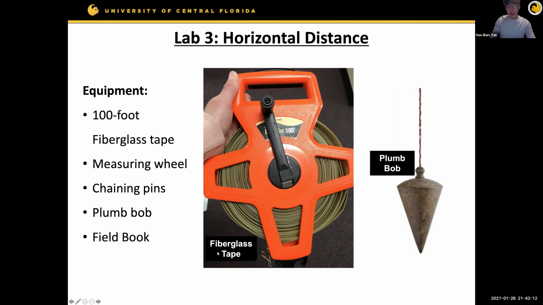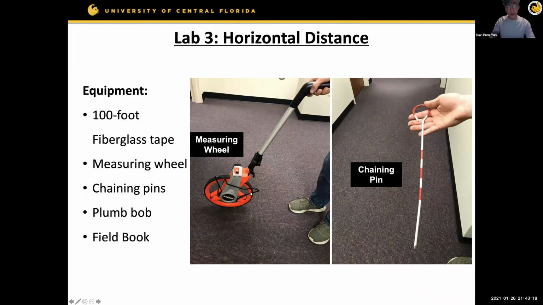What you're seeing is a fiberglass tape, and this is a plumb bob. And this is a measuring wheel and then chaining pin again.